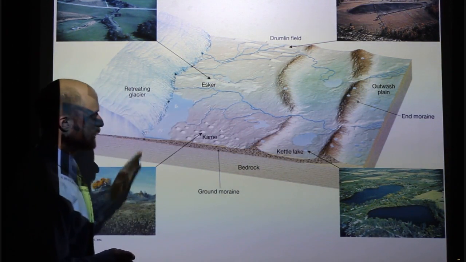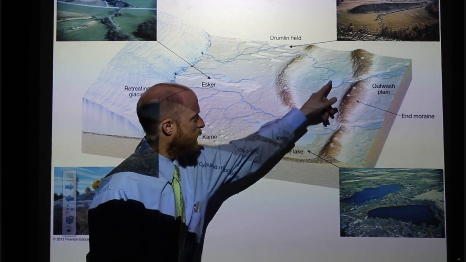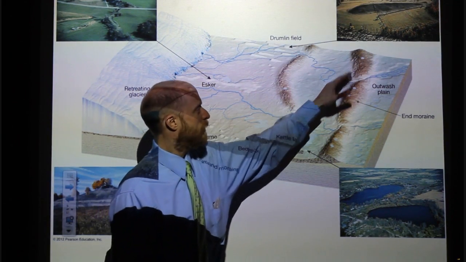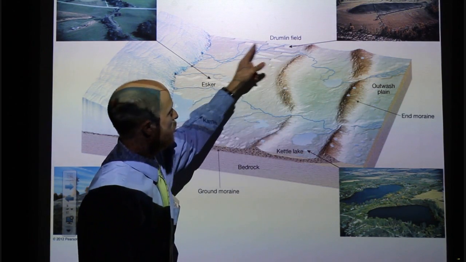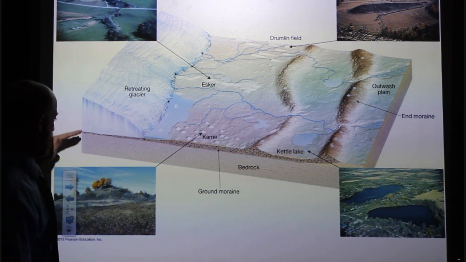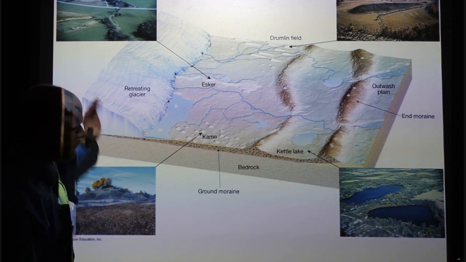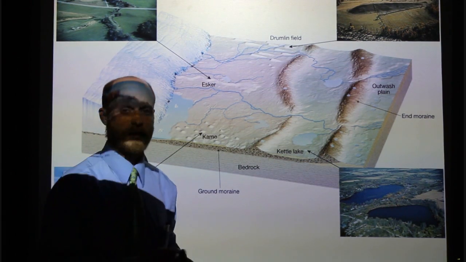And some other features that we will see: kettle lakes here, these lakes are often a part of the feature, and drumlins are here. There's a drumlin field here. We'll look at those, and we'll look at eskers as well. There are other features of the continental glacier.